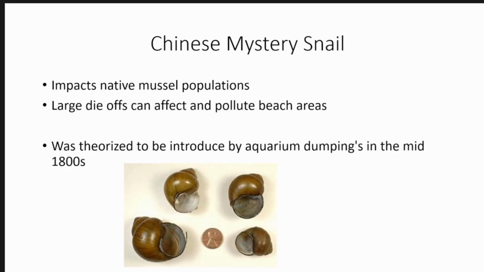Chinese mystery snails, like the zebra mussels, impact native mussel populations by outcompeting their food sources. And they cause large die-offs in areas. Because if you've ever been swimming in a lake and suddenly you're surrounded by 10 snail shells, that just happens. And decaying dead stuff smells bad, but good lord, do these smell bad.